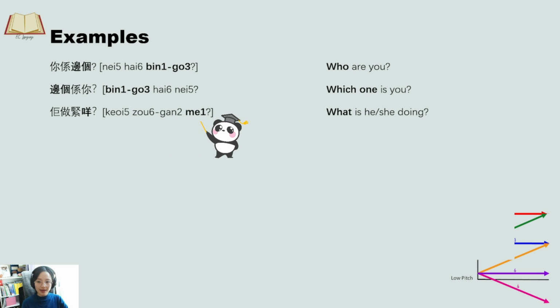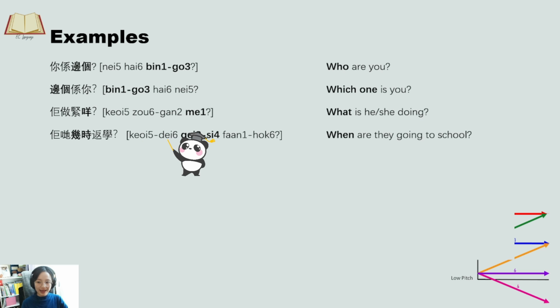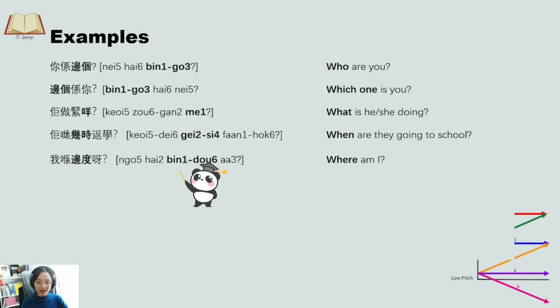佢做緊咩？ What is he or she doing? 佢哋幾時返學？ When are they going to school? 我喺邊度啊？ Where am I?